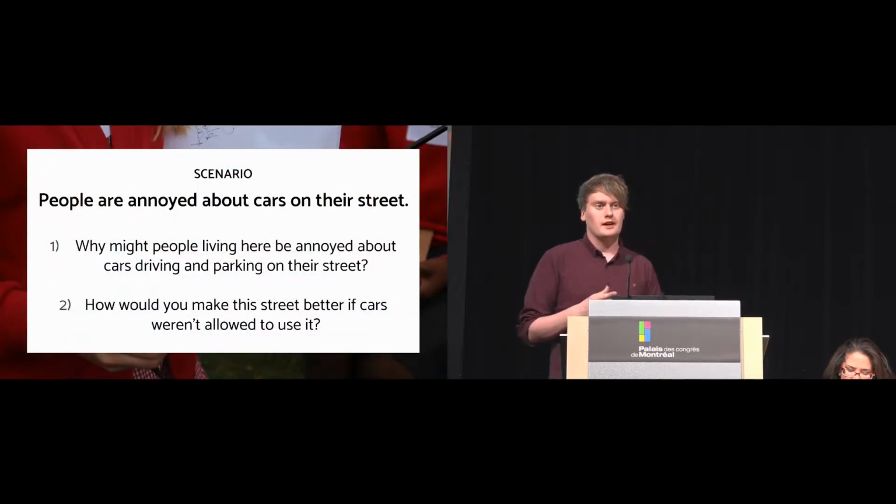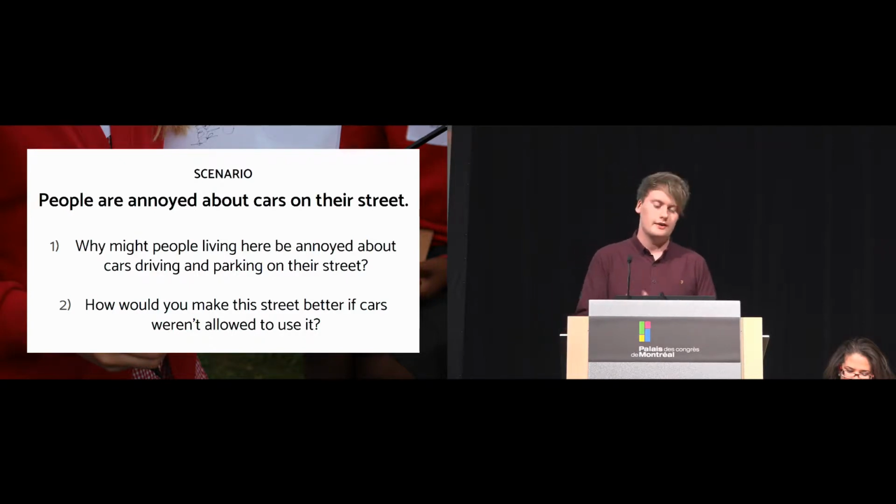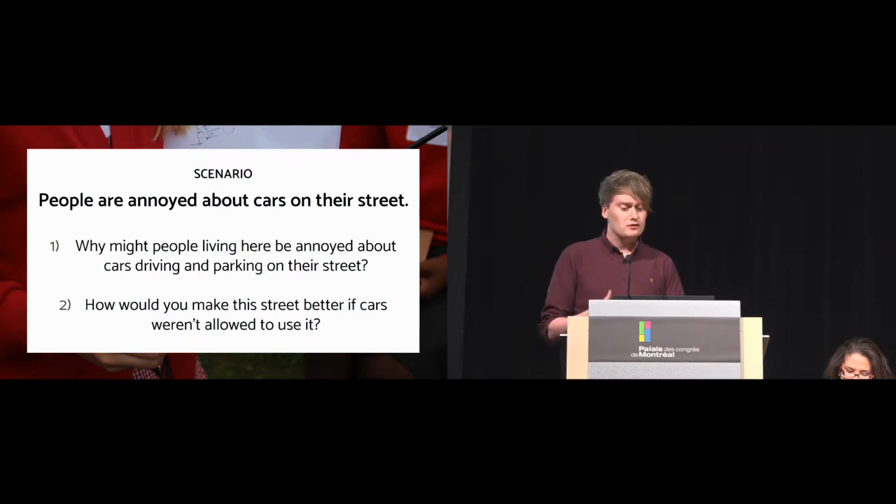The activities we designed followed a repetitive format for each stop. So firstly, think about the scenario. For example, people are annoyed about cars driving and parking on their street. Identify current problems in the street. So why might people living here be annoyed about cars driving and parking on the street? And then finally, gather ideas for future changes. So how would you make the street better if cars weren't allowed to use it?